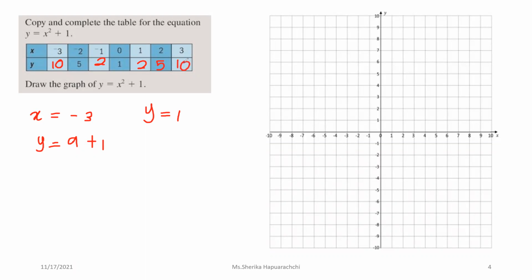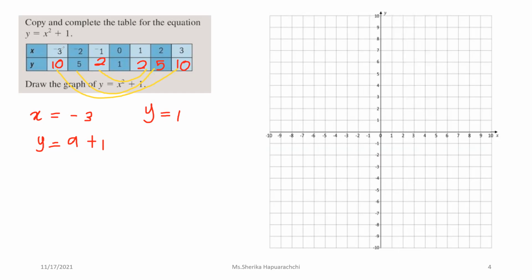Now, can you see, we can identify a pattern. See, 10, 5, 2, 2, 5, 10. When you get this pattern, that means you have completed your table properly, right? Now we'll use the coordinates and then we'll plot our points.